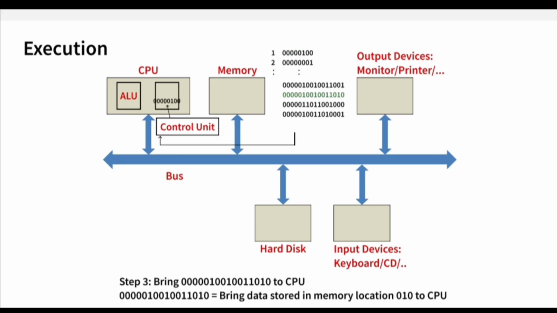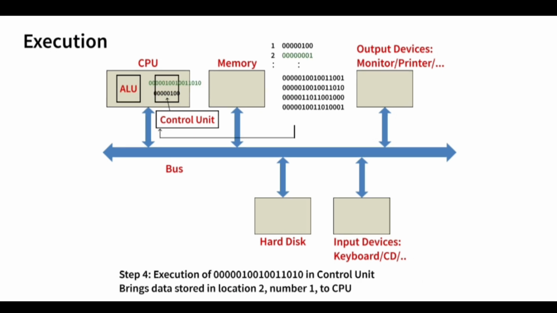And in step 3, it takes the second number, that is 010, which is brought to the CPU, and whatever data is stored in memory location 010 is also taken to the CPU from the memory. When the execution takes place in the control unit, whatever data is stored in location 2 is taken and the output is given as 1 to the CPU, since 001 is represented as 1 in decimal format.